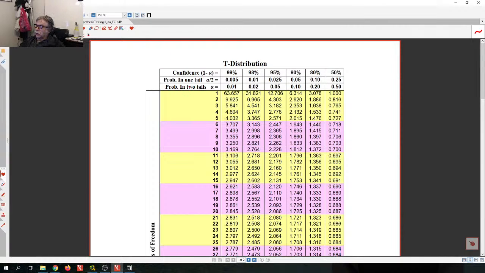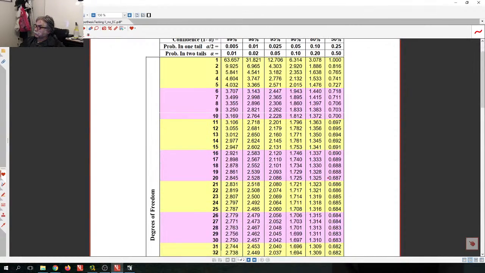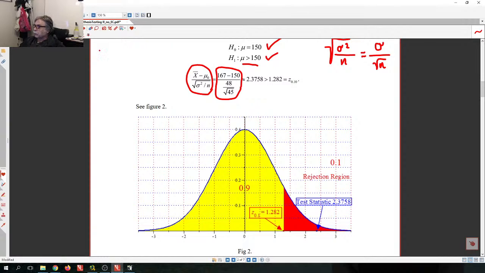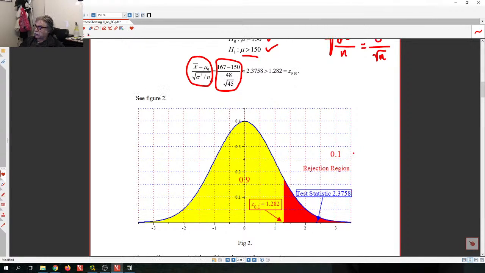Right tail is one tail. Probability in one tail. 10% right here. Z value. Right there on the bottom, 1.282. Okay? That's another way to find it. And you can use this table, of course. They're in the textbook as well.